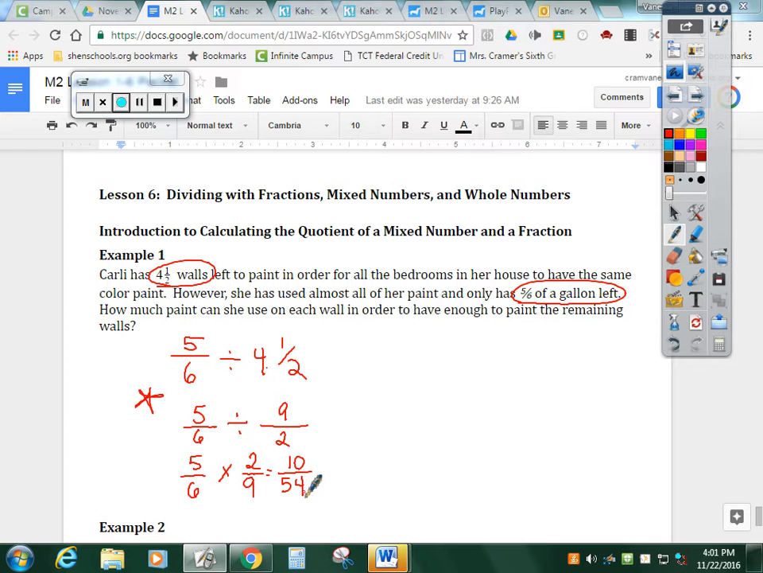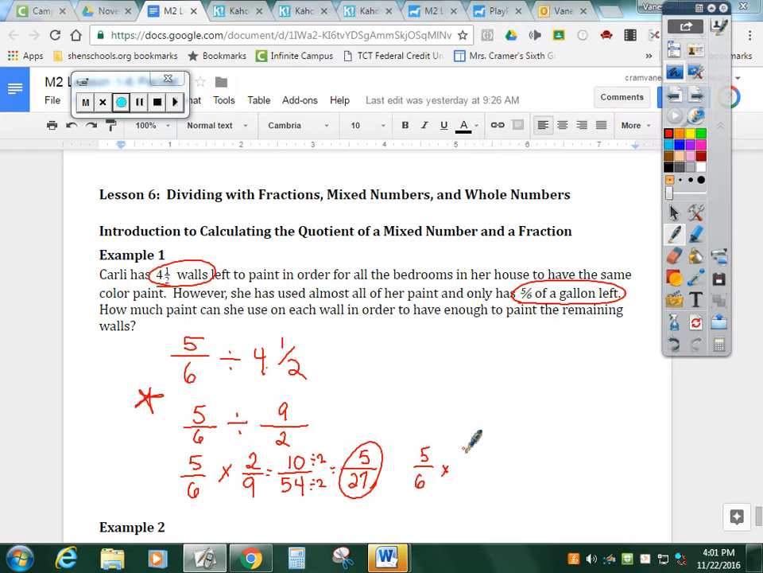Okay, now your answer is not in simplest form. So in homework tonight, okay, and all the time, you really should be trying to make it in simplest form. 10/54 is not incorrect, but in simplest form, it would be 5/27. Now, we did this problem and simplified at the end.